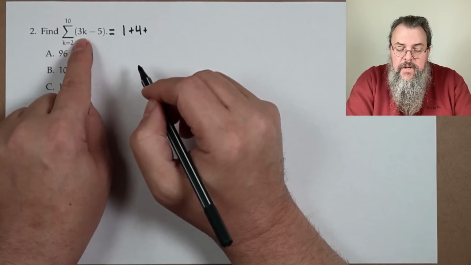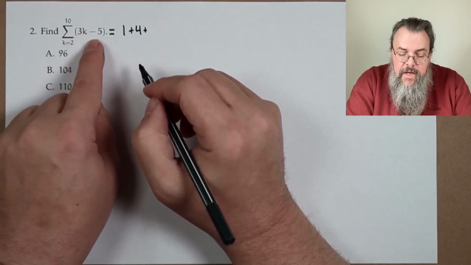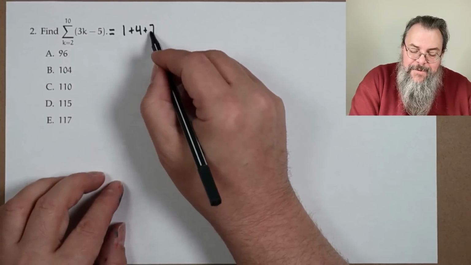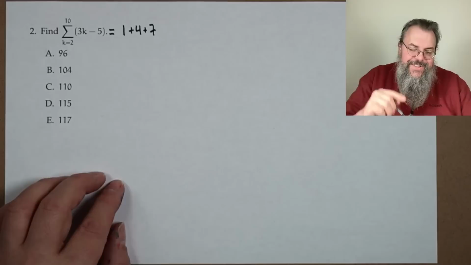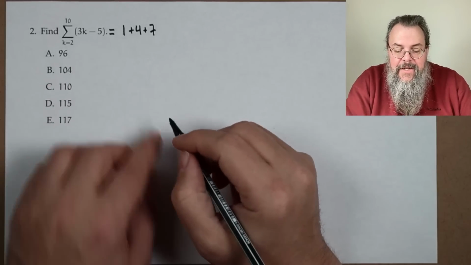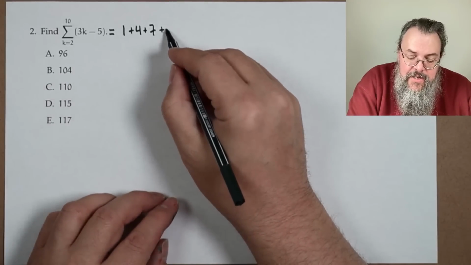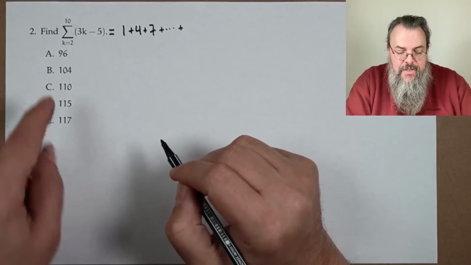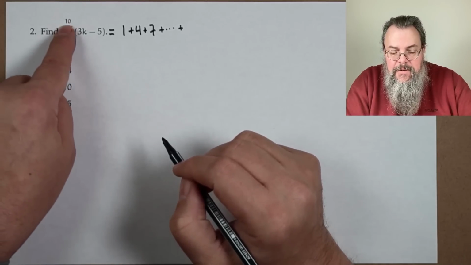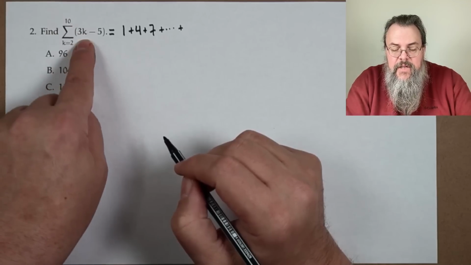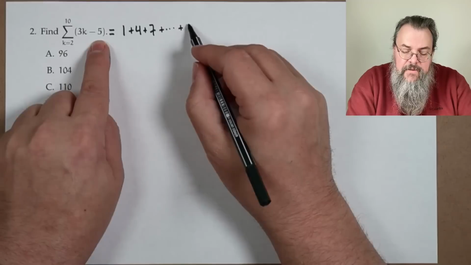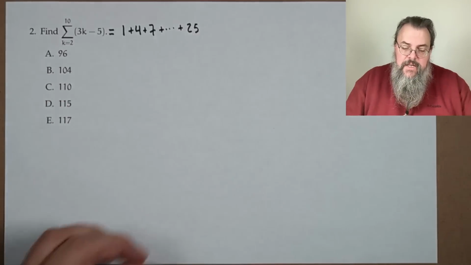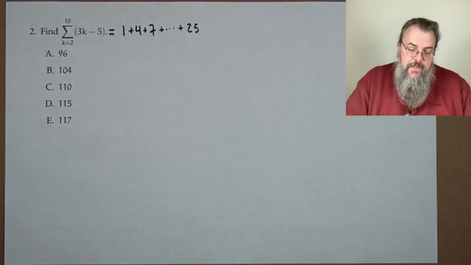Plug in the next number, that'll be 4. 3 times 4 is 12, minus 5 is 7. Sorry, my computation was going too fast. I've got to slow down. Okay, and we'll do a dot, dot, dot, saying the pattern continues because I don't feel like writing down a bunch of numbers. And all the way up to 10. 10 times 3 is 30, minus 5 is 25. Okay, so you could add all of those numbers up, and you would get the answer.